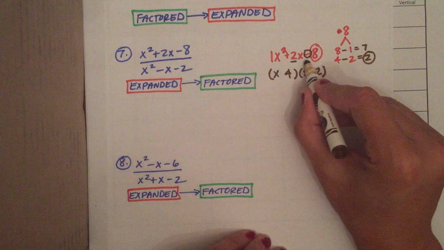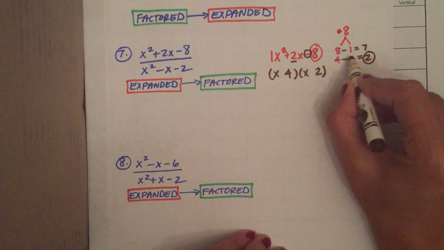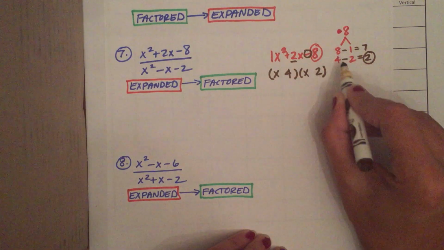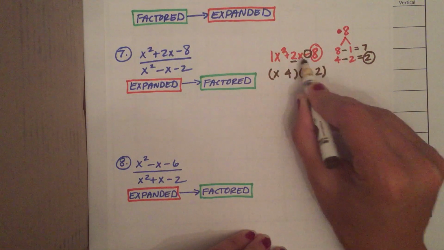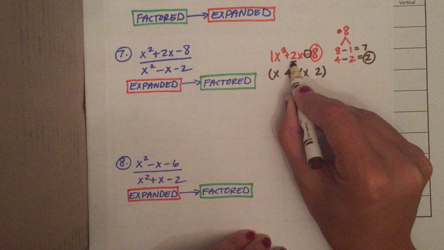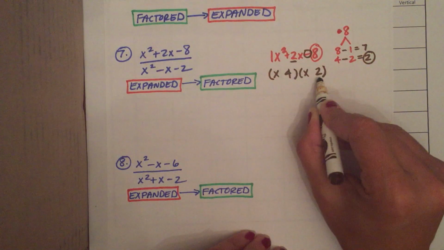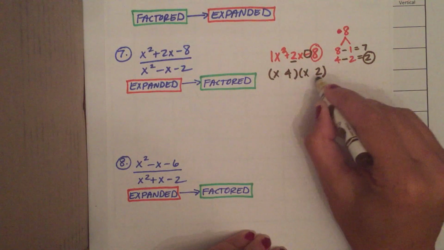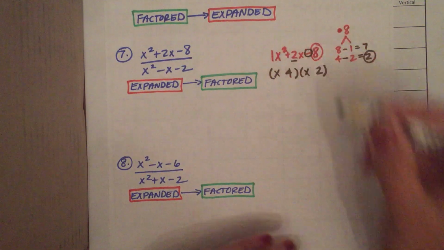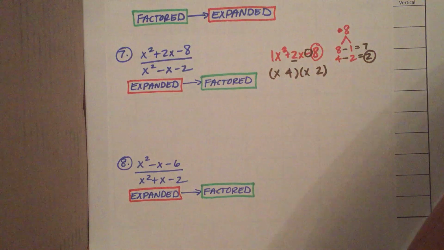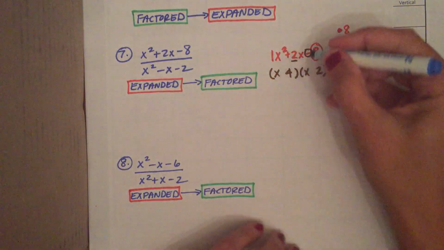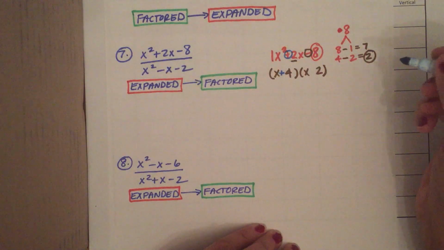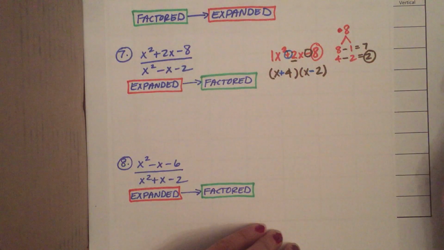Then because my c term is negative, that dictates what I'm going to do with the factors. Since it's negative 8, I'm going to subtract the factors. So I'm looking for two factors that have a difference of my b term, which is 2. Now I want positive 2. So that means of my two factors, since this is positive, that means the larger factor has to be positive.